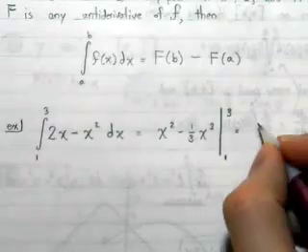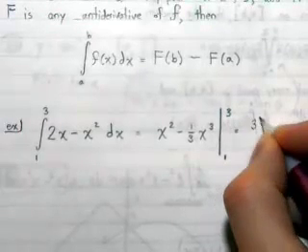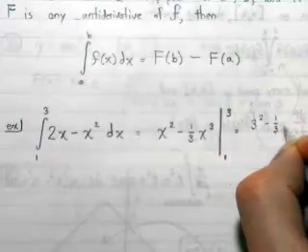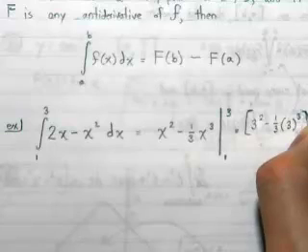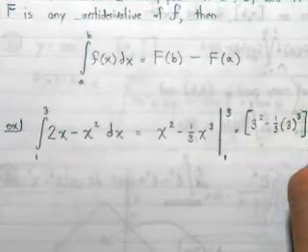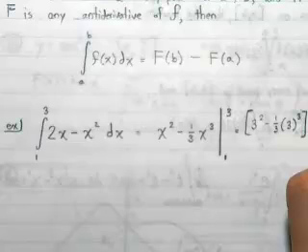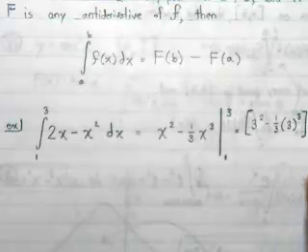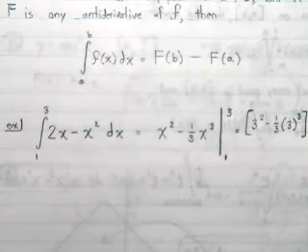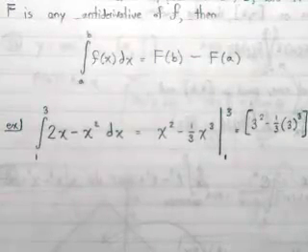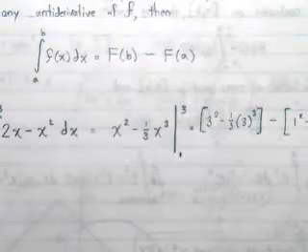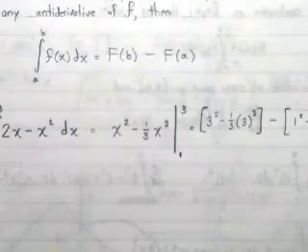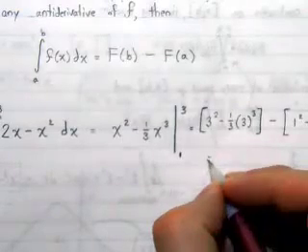So here's that process. I've got to plug in the 3, so it's going to be 3 squared minus 1/3 times 3 cubed. Whatever I get from that is plugging in the 3, minus plugging in a 1, 1 squared minus 1/3, 1 to the 3rd. So I plugged in my b, which was 3, plugged in my a, which was 1, and I get each of these individually, then subtract them, and that's going to be the value of that integral.